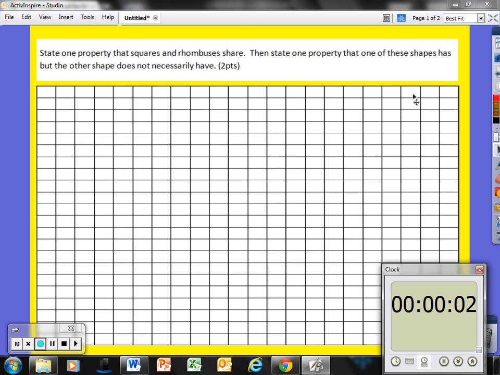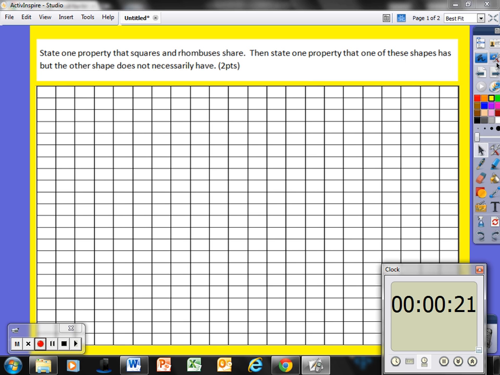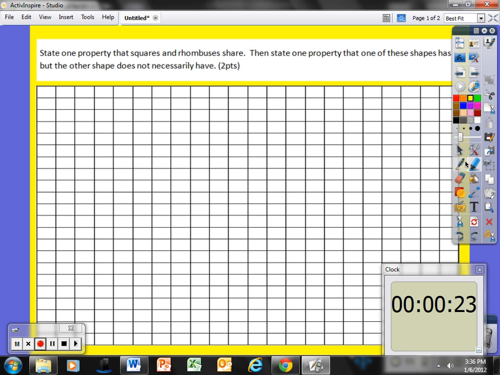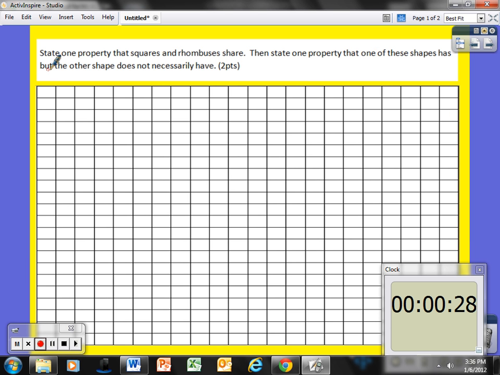Okay, so use my point and say method. State one property that squares and rhombuses share. Then state one property that one of these shapes has, but the other shape does not necessarily have. Notice I'm using the same gridded paper that you'd be able to respond to on your OAA. So let me take my highlighter out. Actually, I'm going to use just underlining since you guys can't really highlight on the test. It says state, so it means tell.